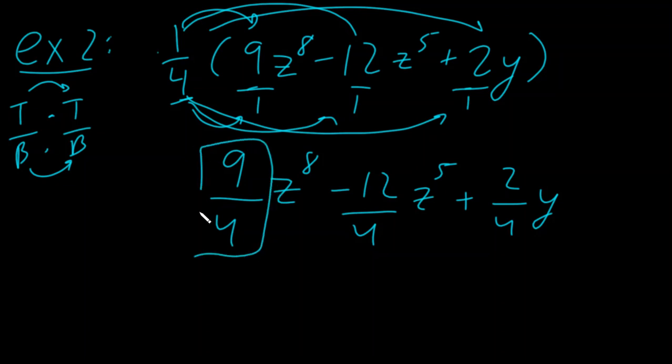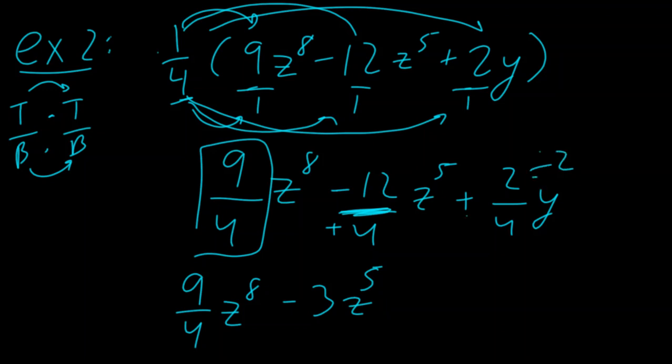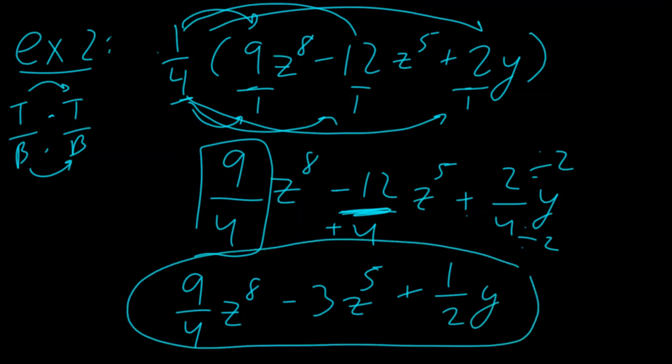So I know that 9 over 4 cannot reduce, so that's 9 over 4z to the 8th, but right here, it's not even about reducing. Ask yourself, what is 12 divided by 4? And it's 3. So we have a negative divided by a positive, which is a negative, in this case 3z to the 5th. And here we have 2 over 4. Well, we know that both 2 and 4 can be divided by 2. So 2 divided by 2 is 1, 4 divided by 2 is 2y. And there we go. There's our distribution.